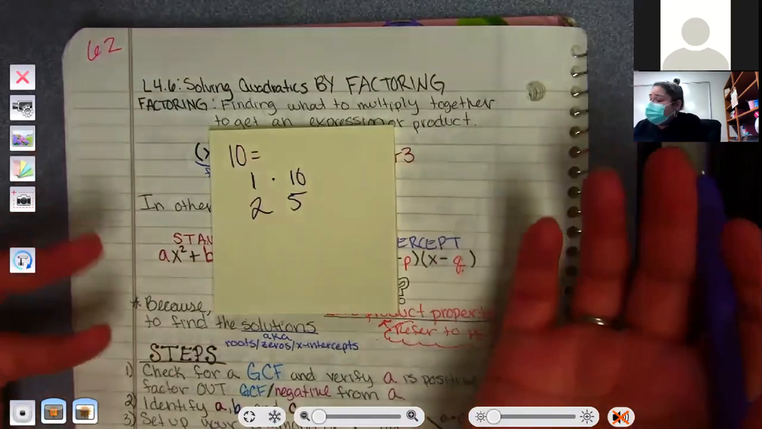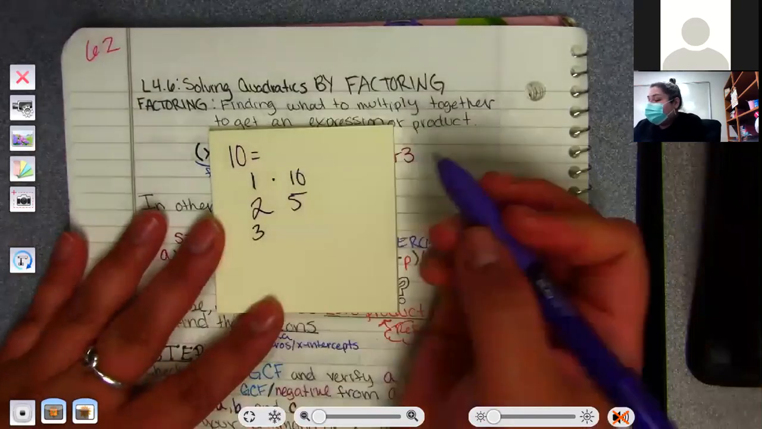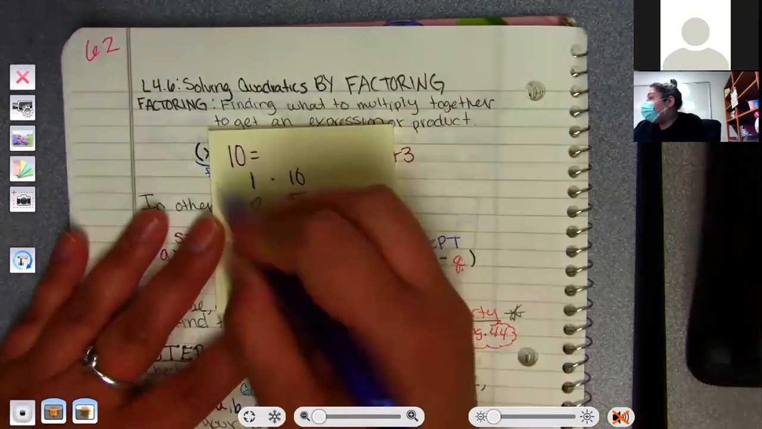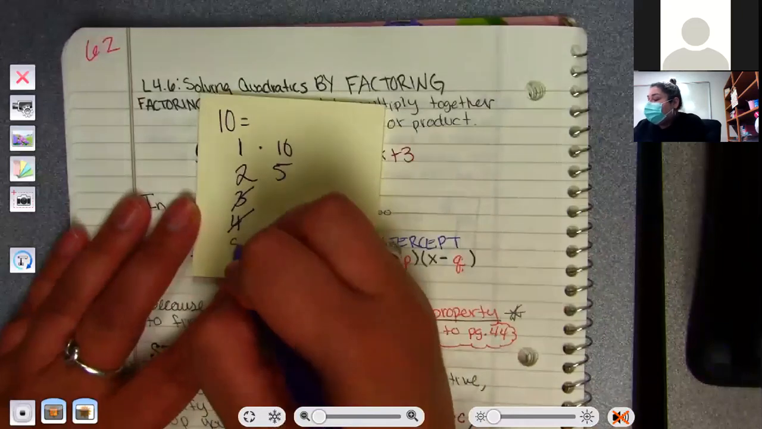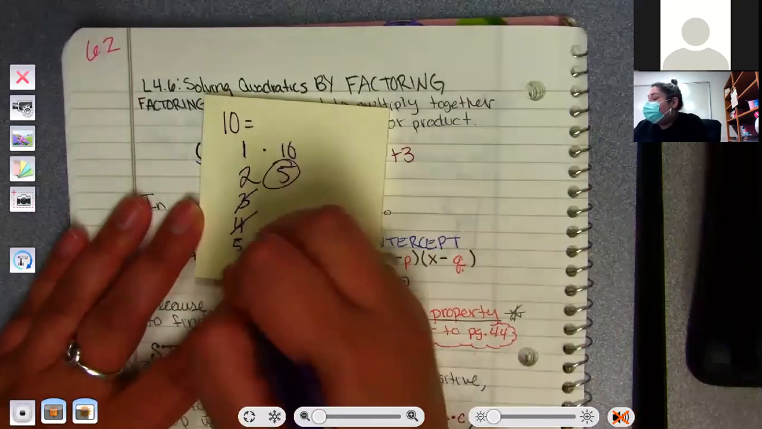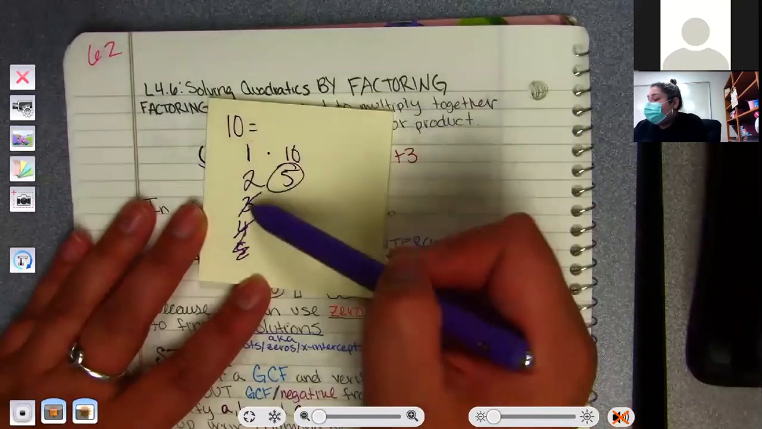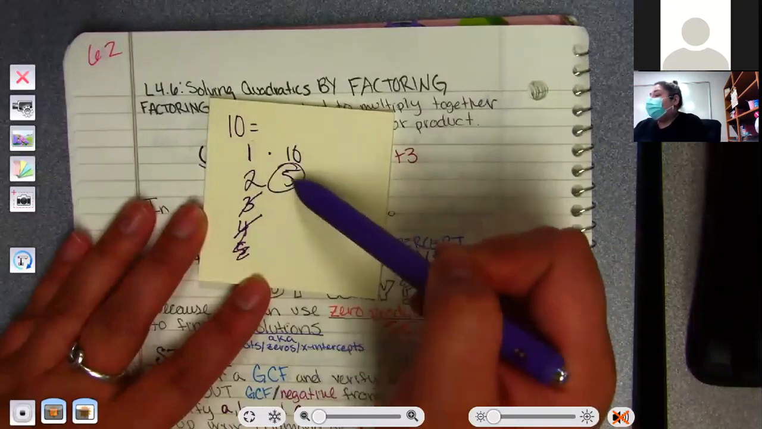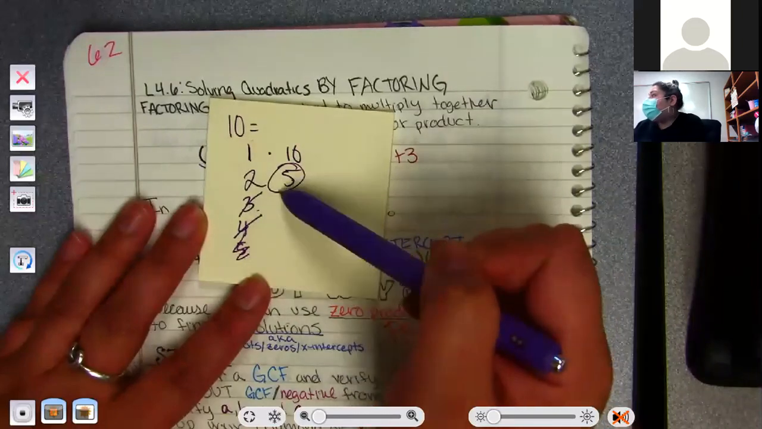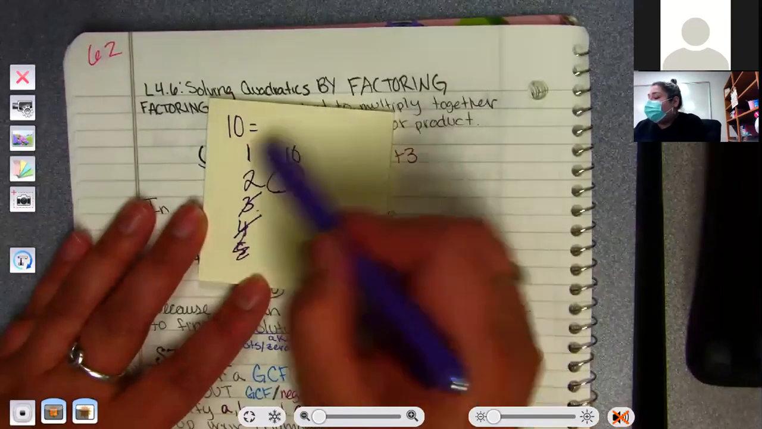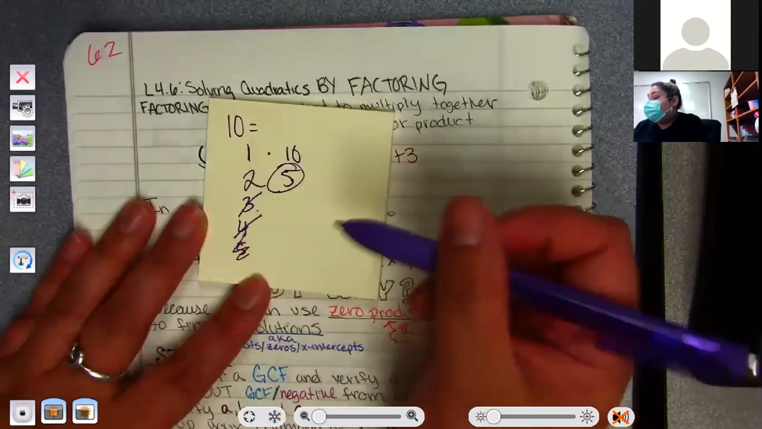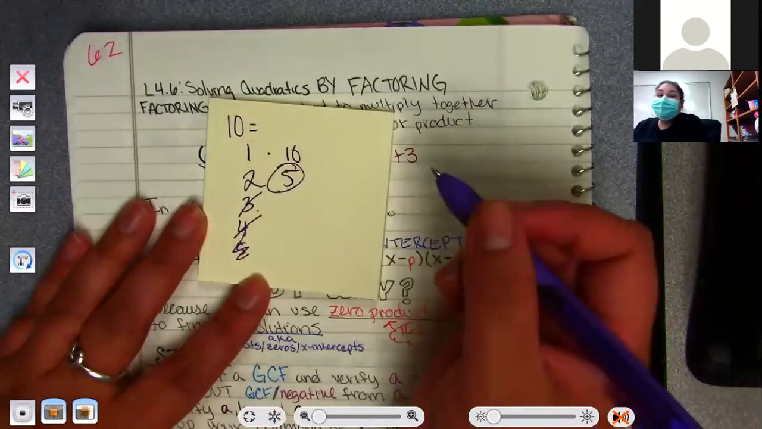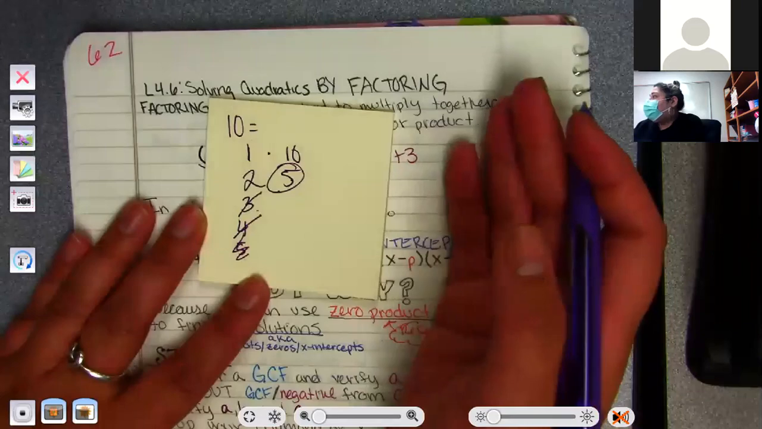How do we know that's it? Well, 3. Does 3 go into 10? No. 4. Does 4 go into 10? No. 5. Well, we already have 5, so you're done. If you go in order and you're writing its other pair, as soon as one number repeats, you're done. You can stop. So these are all of the factors: 1 and 10, 2 and 5, right? So we know what it means to have factors of something.